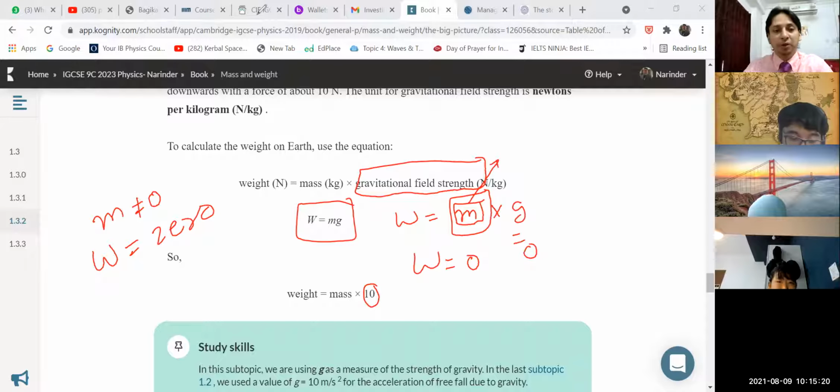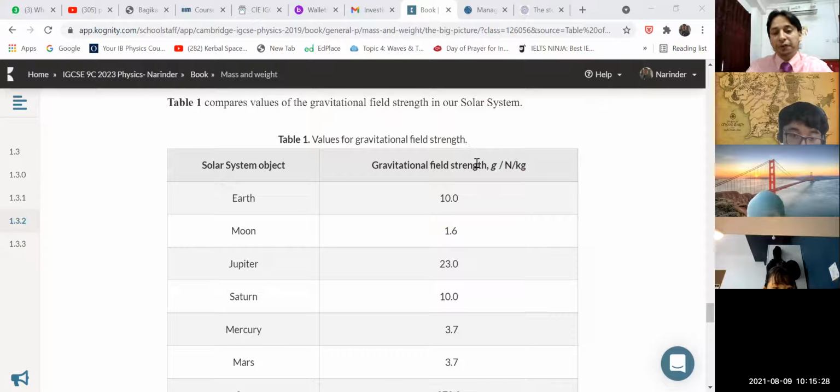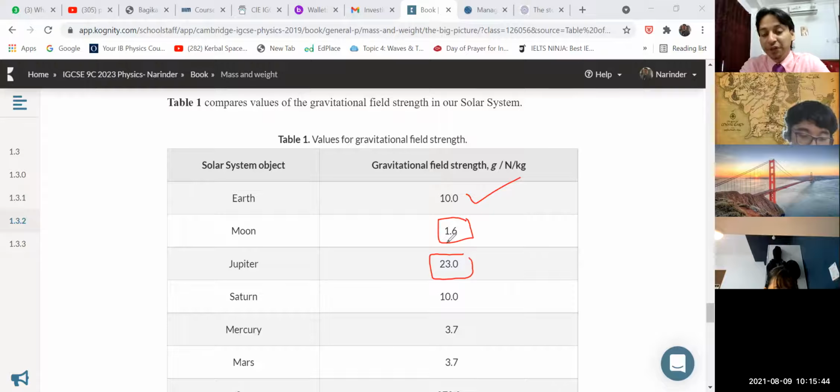Now let me show some values of this gravitational field strength from a table. On the surface of Earth, please remember, the value of the gravitational field strength is 10. On the Moon, it is almost 1.6. Jupiter, 23. And we have seen how gravity also affects the time period in the pendulum demonstration. Saturn, and on the surface of Earth, sorry, not the density, gravity, it is also 10. Both have the same value.